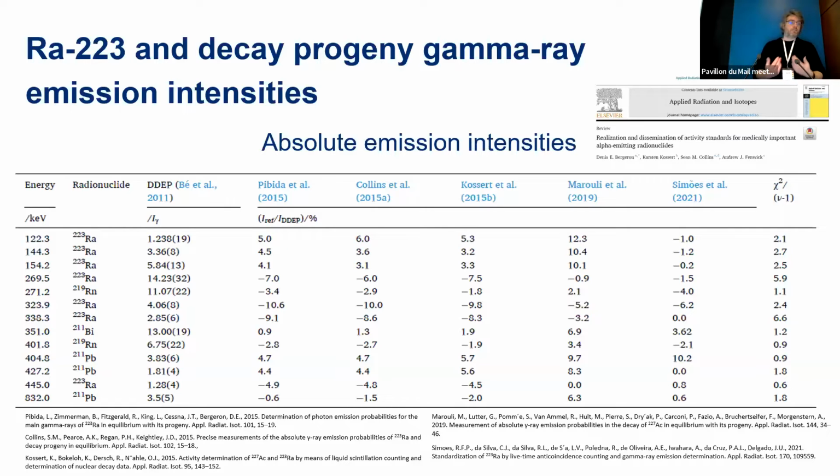And if we look at this data, we can see there are really big differences, as Dennis mentioned, to the previous evaluation in DDEP. And it's all been measured by NMIs, but there is one problem. It's not a massive problem, but there is still this inconsistency in the data set just across NMIs. So this is using the absolute emission intensities. We can look at the reduced chi-squared. We'd hope it would be 1. And some of them are not 1. They're much higher than 1.